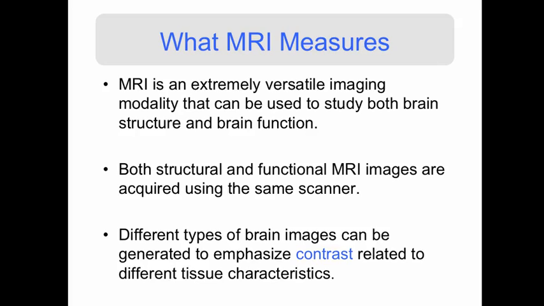MRI is an extremely versatile imaging modality that can be used to study both brain structure and brain function. So both structural MRI scans and functional MRI scans are acquired using the same scanner. Now, different types of brain images can be generated to emphasize contrast, which is related to different tissue characteristics. We'll discuss that more as we move along.